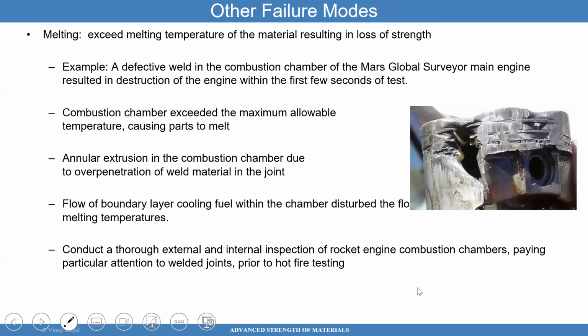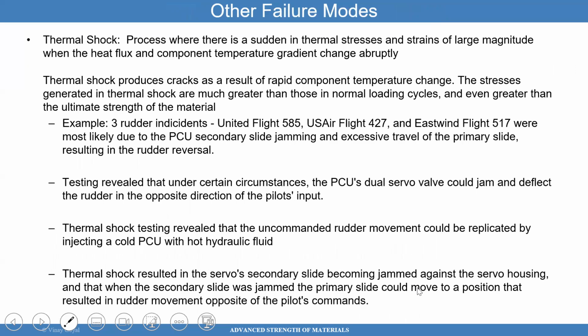Other failure modes: melting. If you go too hot, it can be a problem. You can see that a lot with rocket engines. Thermal shock is another problem. United Airlines 585 had several rudder incidents. There were 3 flights that experienced failures: United Flight 585, US Air Flight 427, and Eastwind Flight 517. These were really caused by potential thermal shock, which caused some rudder reversal issues.